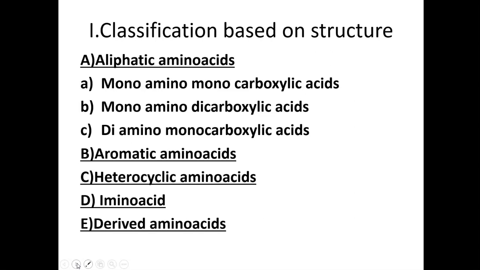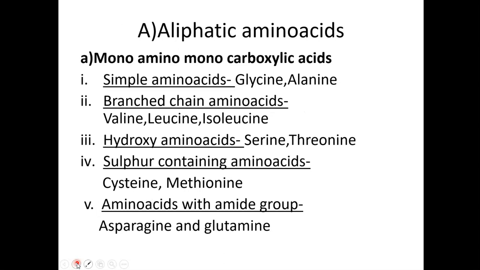Then we are going to discuss one by one. The first type of classification, aliphatic amino acids. Aliphatic amino acids, there are 3 types of classification. Among the 3, the first type is monoamino monocarboxylic acid. That means that contains 1 amino group and 1 carboxyl group. Which are they? Again, we have sub classification. Under this monoamino monocarboxylic acid, 5 groups are there.